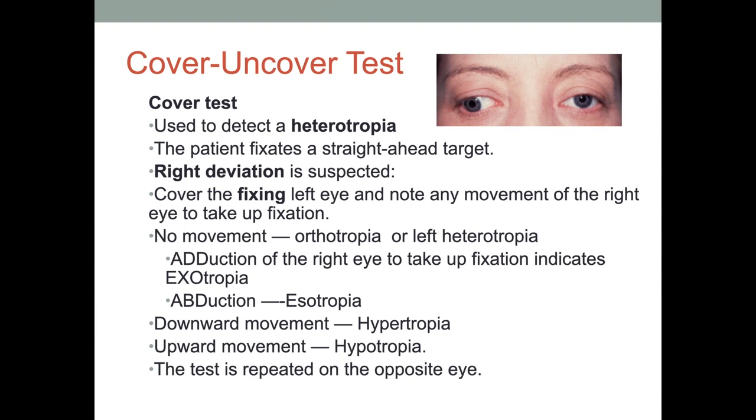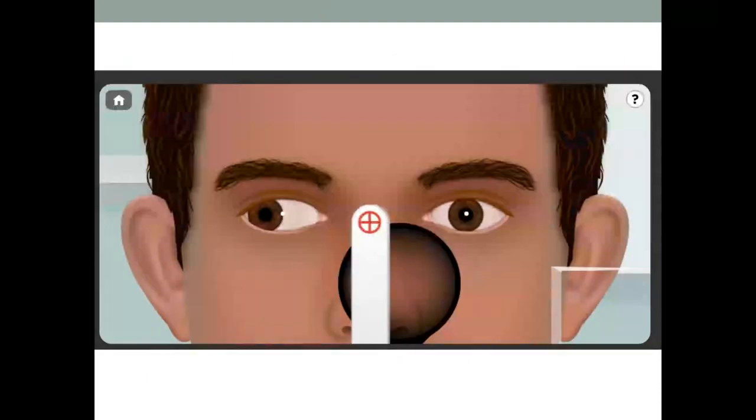However, if we see the right eye adducts to take up fixation, then we say the patient has an exotropia. If the right eye abducts, then the patient has an esotropia. Downward movement means hypertropia, and upward movement would be a hypotropia. And then we're going to repeat the test. So let's see.